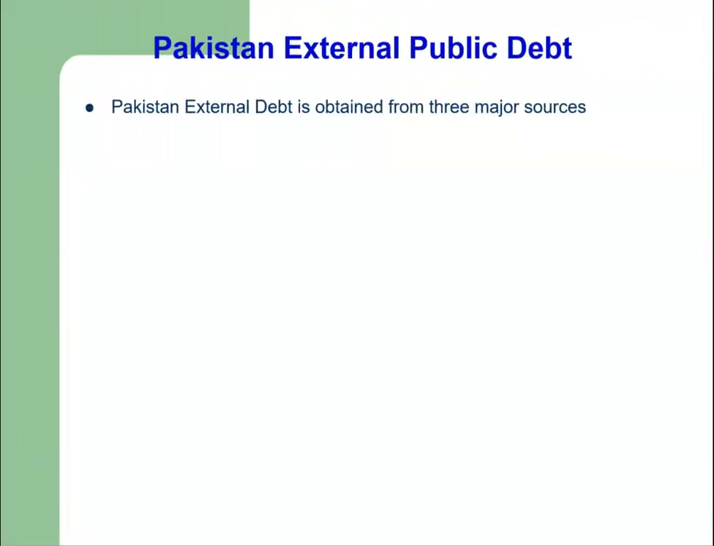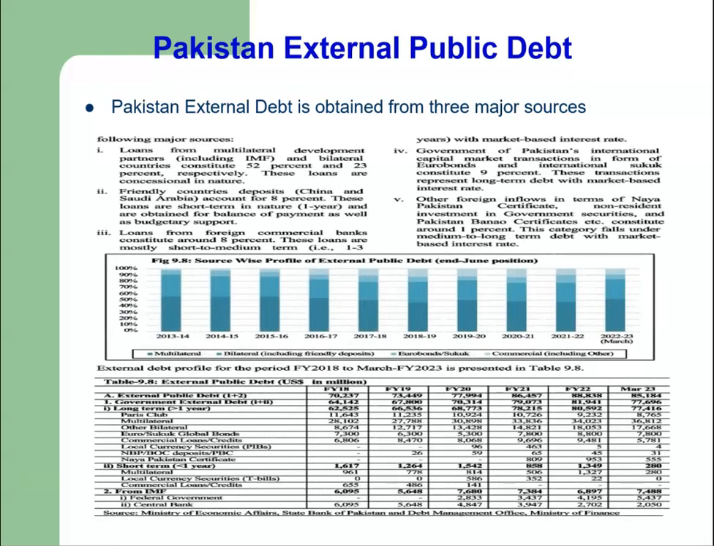Now we come to Pakistan external public debt, which is obtained from three major sources, and these three sources are loans from multilateral development partners including IMF and bilateral countries. Total external debt from IMF and other multilateral development agencies constitutes 55% of the total public external debt, and 23% of the Pakistan external debt comes from bilateral countries.